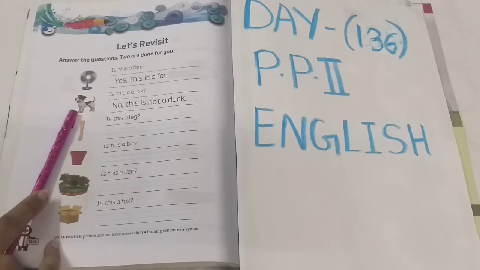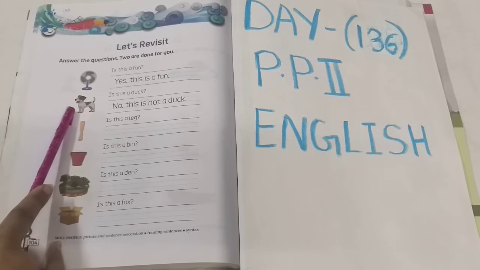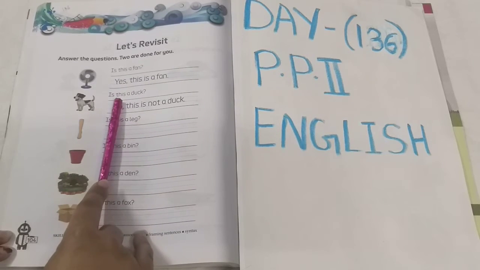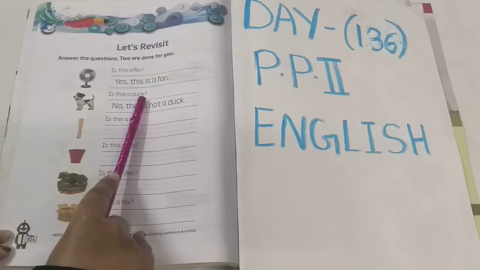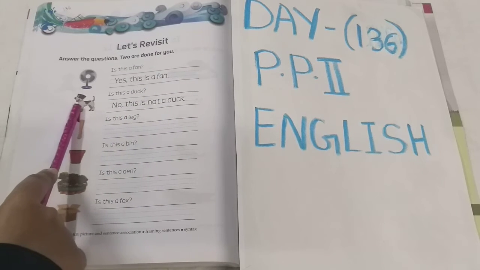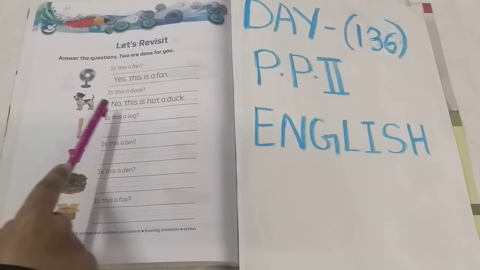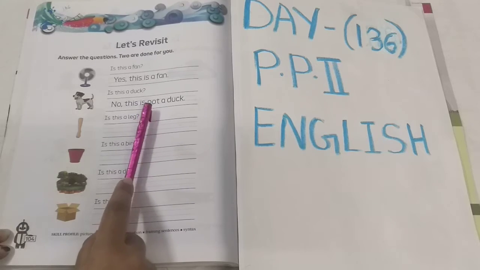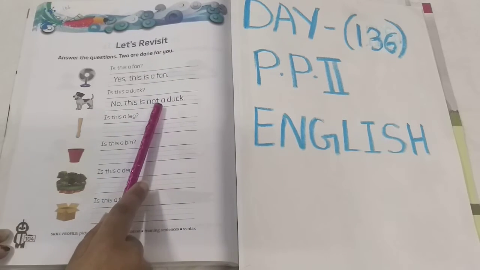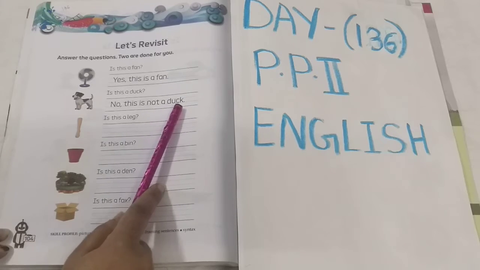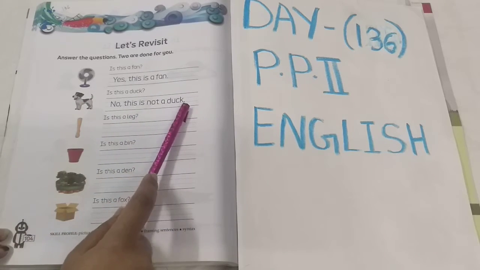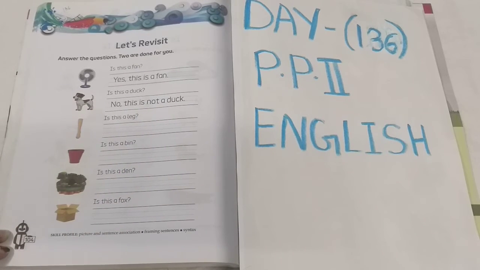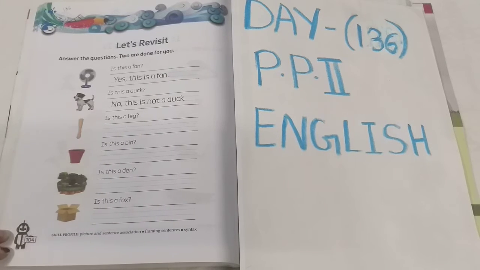See the next picture. What is there in the picture? Dog. But here, what is there in the question? Is this a duck? Is this a duck, children? No, this is not a duck. Is this a duck? No, this is not a duck. Then what is this? This is a dog.